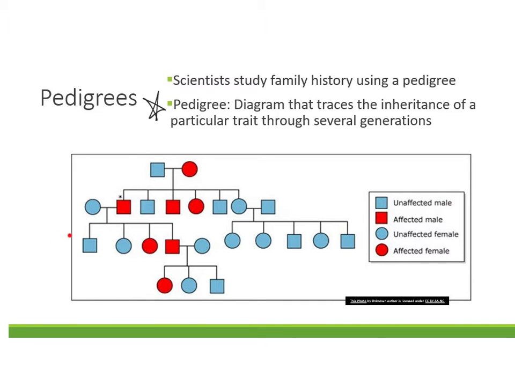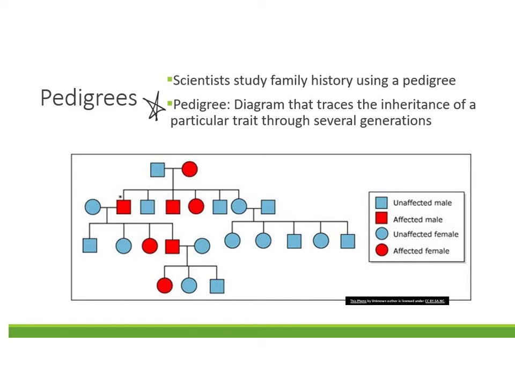Here's an example of a pedigree, just to give you an idea of what I'm talking about when I say diagram. You don't have to copy this one down because it's a larger one. I'll have you copy down some simpler ones on the upcoming slides. One thing I want to point out is that we're looking at the inheritance of a particular trait through several generations, and it's just one trait per pedigree.